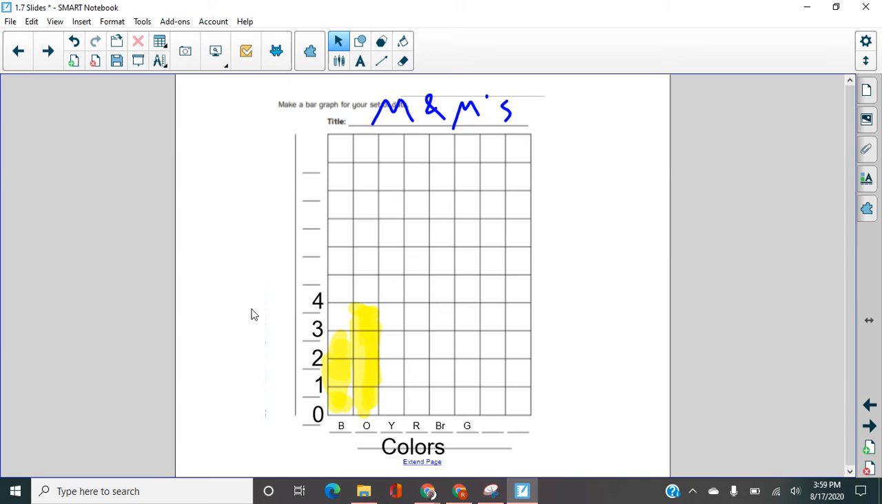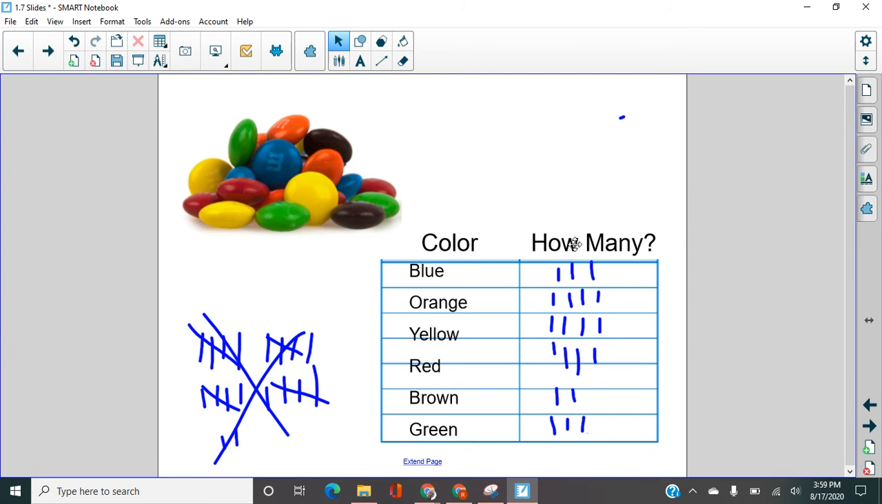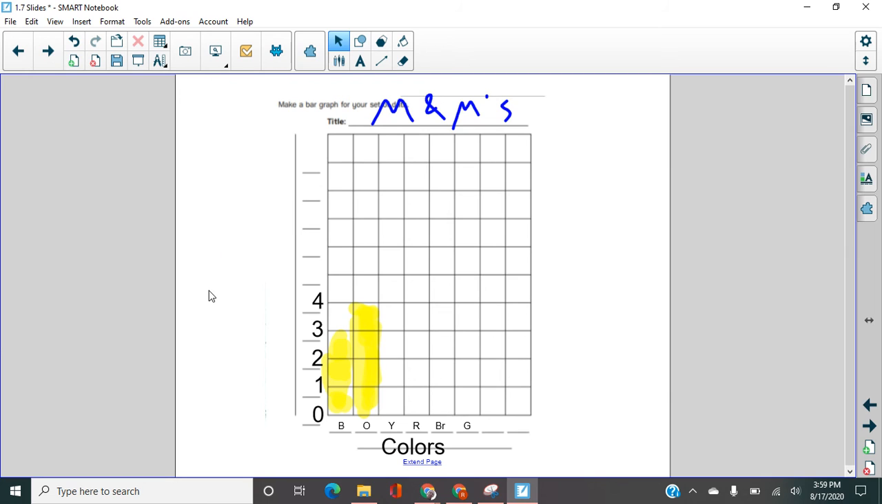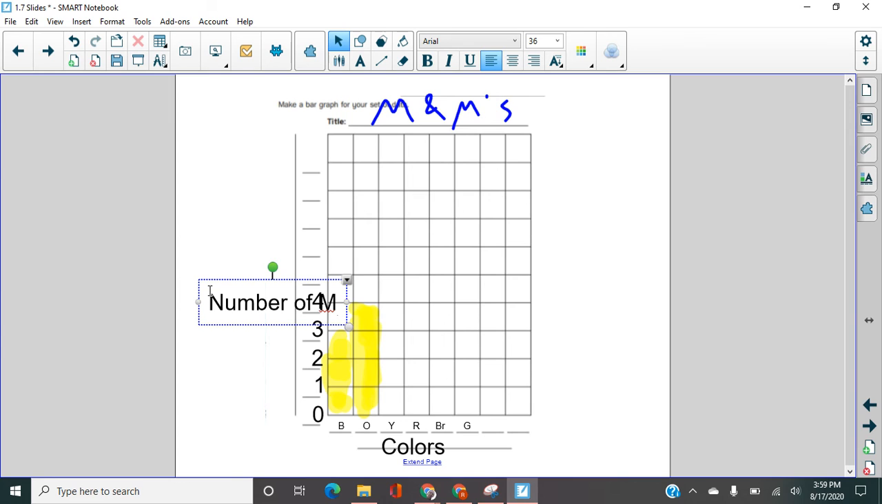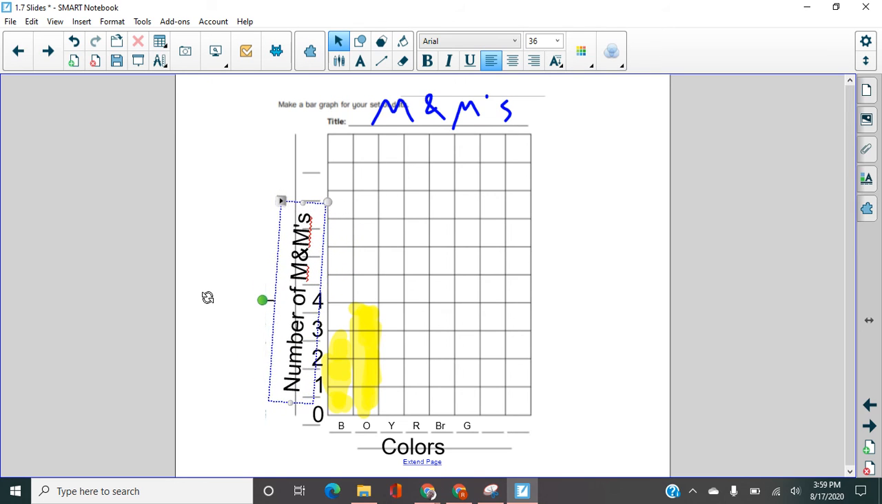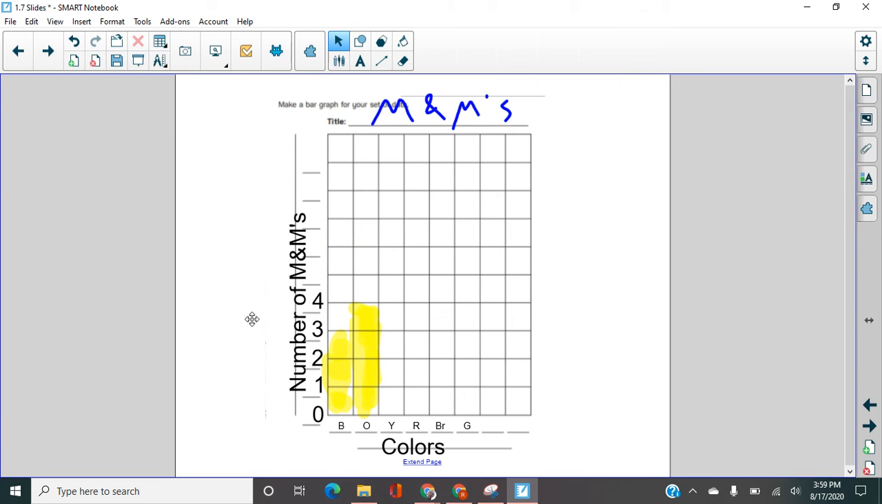Okay, I know they're numbers, but what are they numbers of? What does this mean? Three whats? You tell me. What are these numbers of? These are numbers of M&Ms. Number of M&Ms. And I have a little tool here since I can't turn my paper sideways. I'm going to turn that and I'm going to put that label right here on this line. Okay, so this is what a scaled graph looks like.